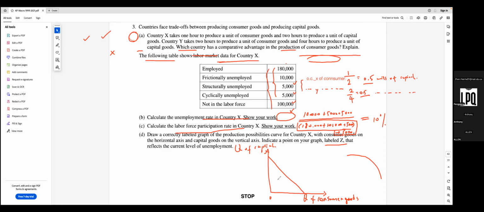That means your current production level should be inside the PPC. So you just plot any point inside the PPC, and you can get 4 marks. You can get credit for this question. Anywhere inside the PPC, that's right. That's that.